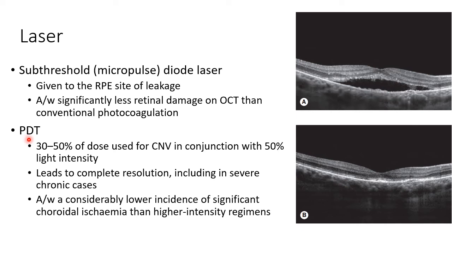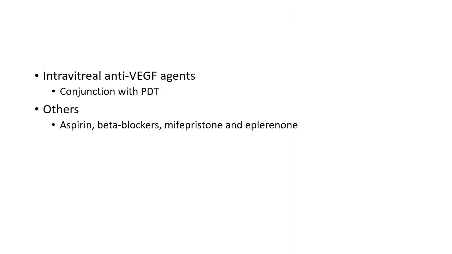The other laser treatment option is photodynamic therapy. In this case, 30 to 50% of dose used for CNV is used in conjunction with 50% light intensity. This leads to complete resolution of CSR, including severe chronic cases. It is also associated with a considerably lower incidence of significant choroidal ischemia than higher intensity regimens. Other treatment options for CSR include intravitreal anti-VEGF agents, which are used in conjunction with photodynamic therapy, aspirin, beta blockers, mifepristone, and eplerenone. Thank you.